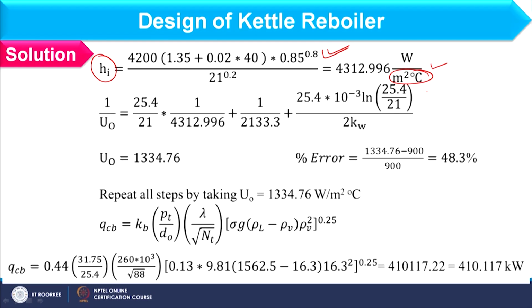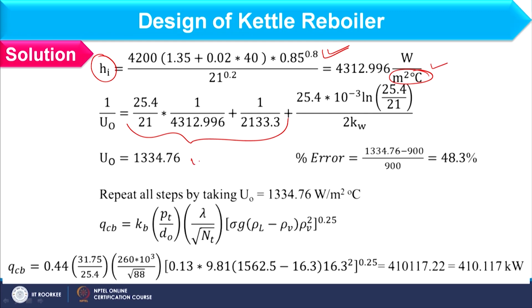So, as you have the value of Hi as well as H naught, you can find out the overall heat transfer coefficient. In this problem, dirt factors of two fluids are not given to us. Along with this, thermal conductivity of tube material is also not known to me. Okay. So, we will eliminate these three terms, considering dirt factor as well as thermal conductivity of the material. So, based on these two terms, which include Hi as well as Ho, we can find out the overall heat transfer coefficient value as 1334.76 watt per meter square degree Celsius.